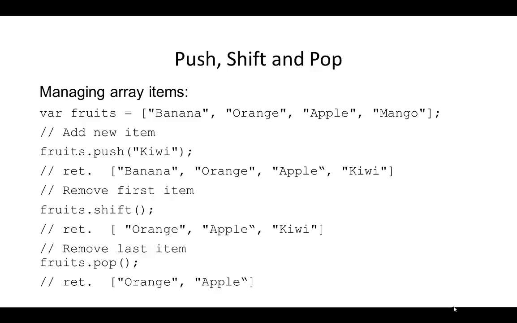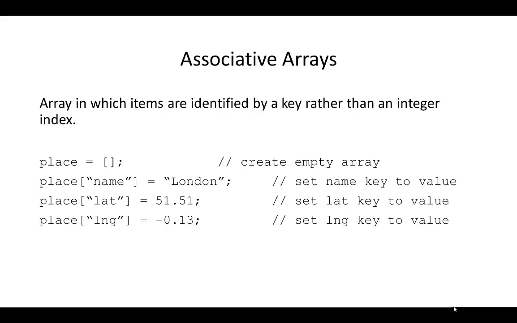Shift removes the first item. So in this case, we've removed banana, the first item. Pop removes the last item. So in this case, given I made the mistake, I removed kiwi, and kiwi gets removed. So push, pop, and shift.